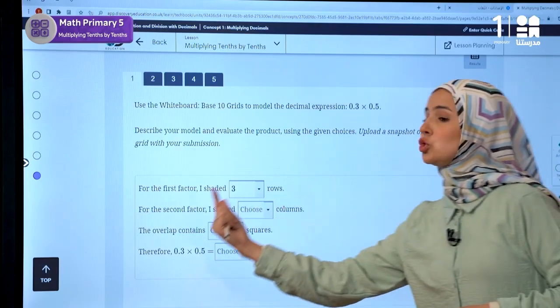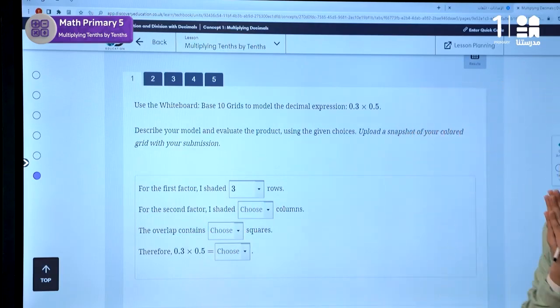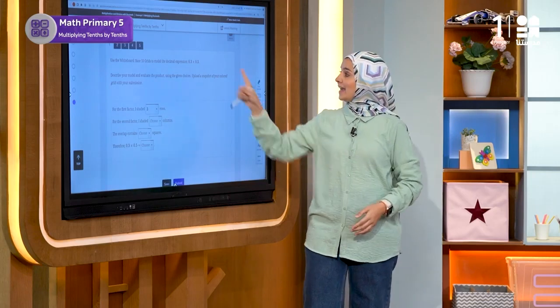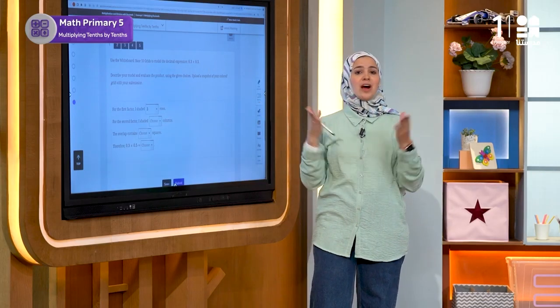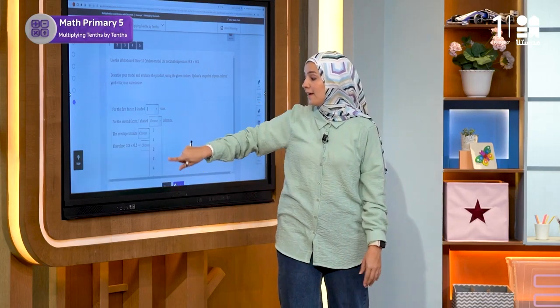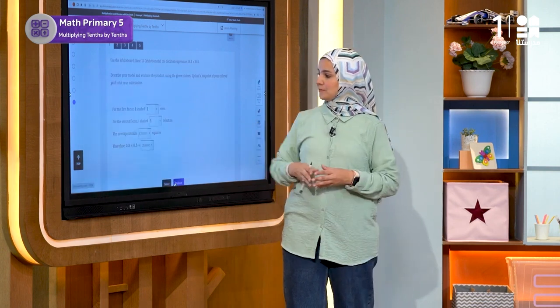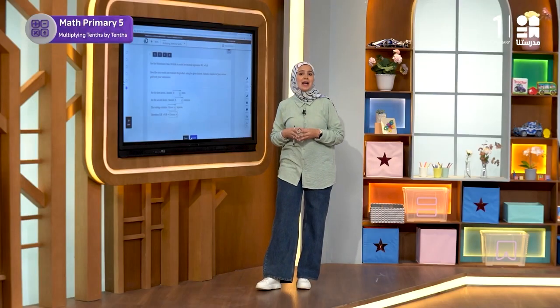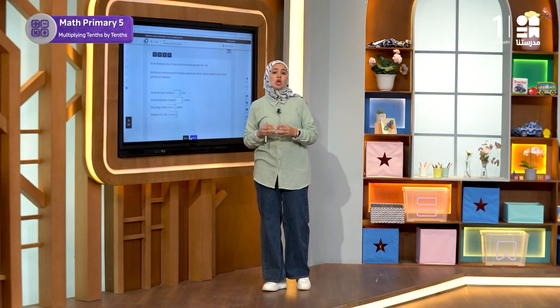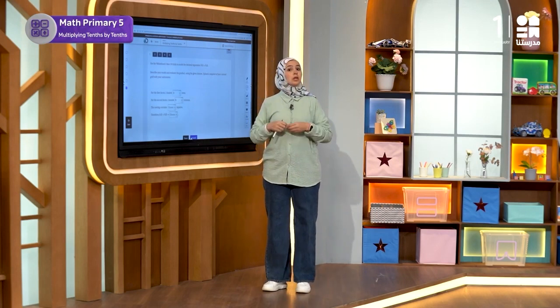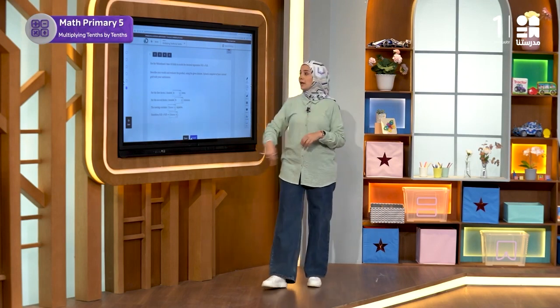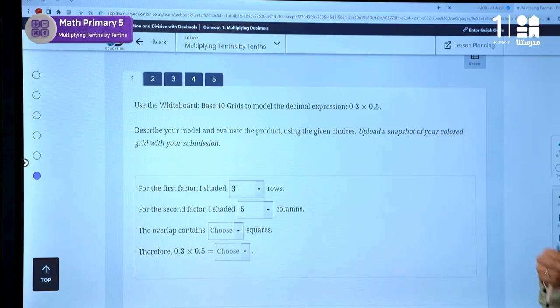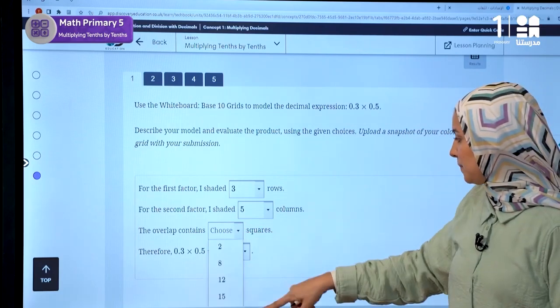Now let's continue. The second choice over here is the number of columns that we will color. And since the second number is 0.5, this means I'm going to color 5 what? Columns. Finally, what do we have? When we estimate the product, we can consider them as whole numbers. So let's start multiplying. 3 times 5 is equal to 15. Which is which choice? Let's check.